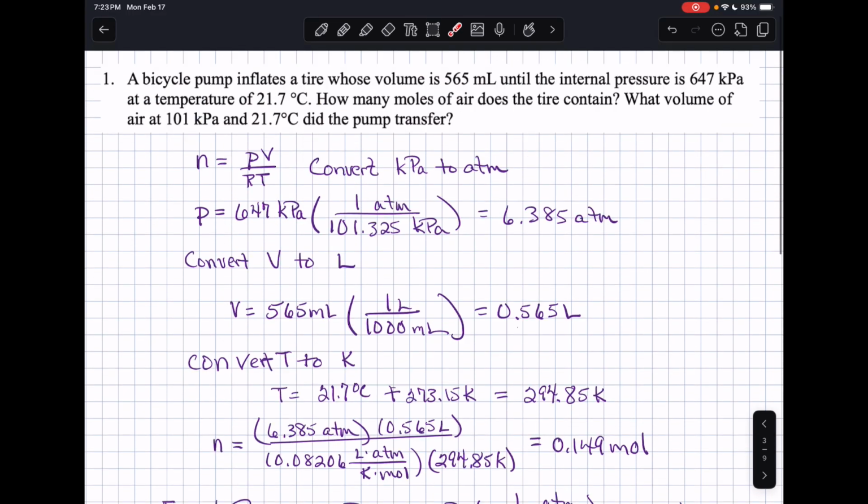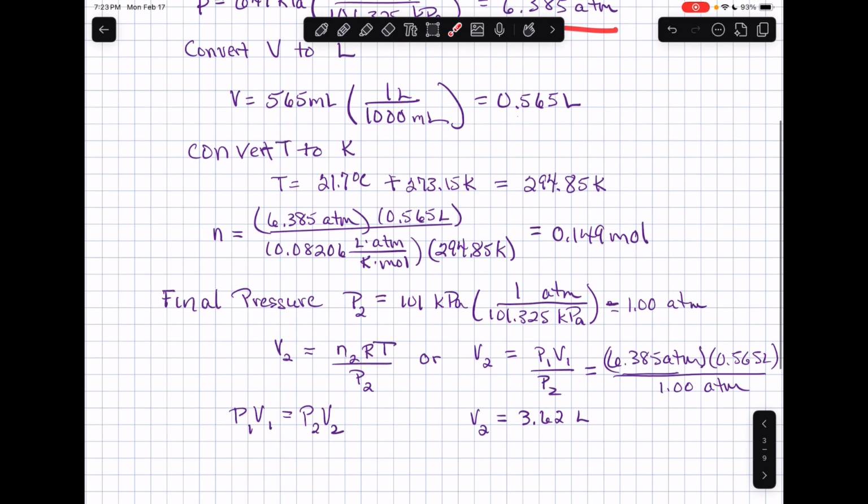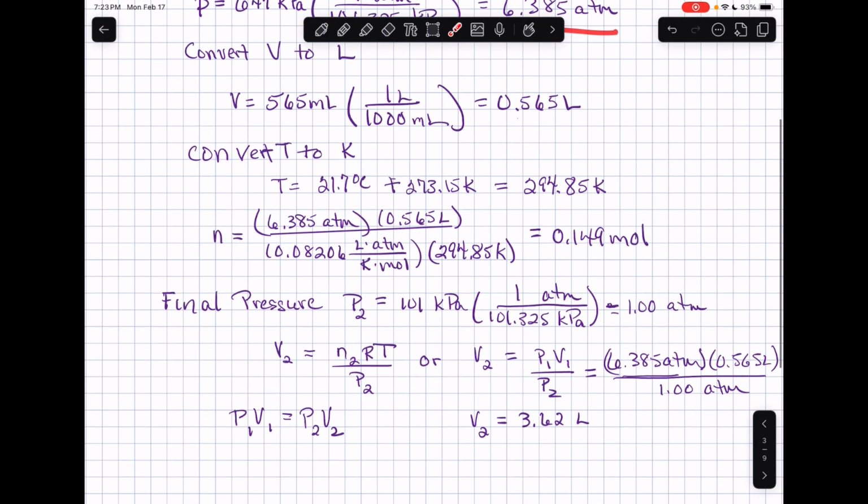Under the pressure within the tire with a volume of 565 milliliters, we have a pressure of roughly 6.35 atmospheres. So I hope that's clear. Let me know if you have any questions.